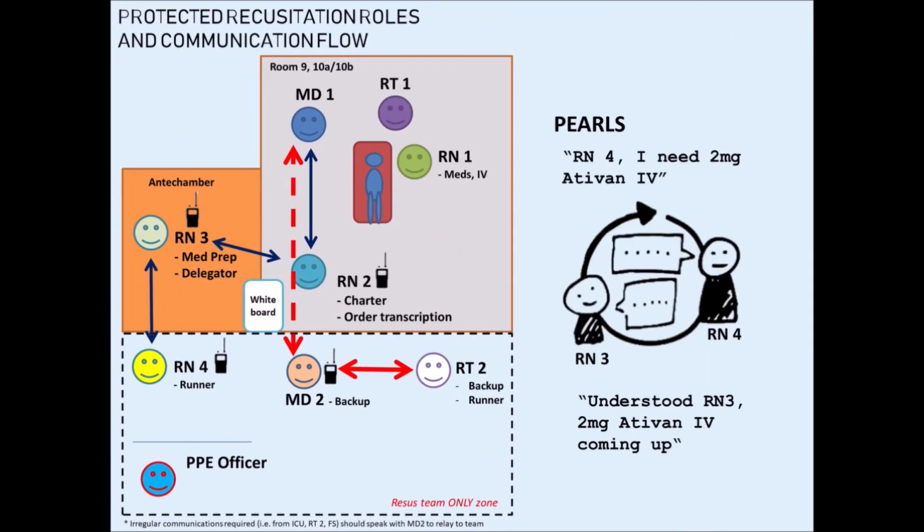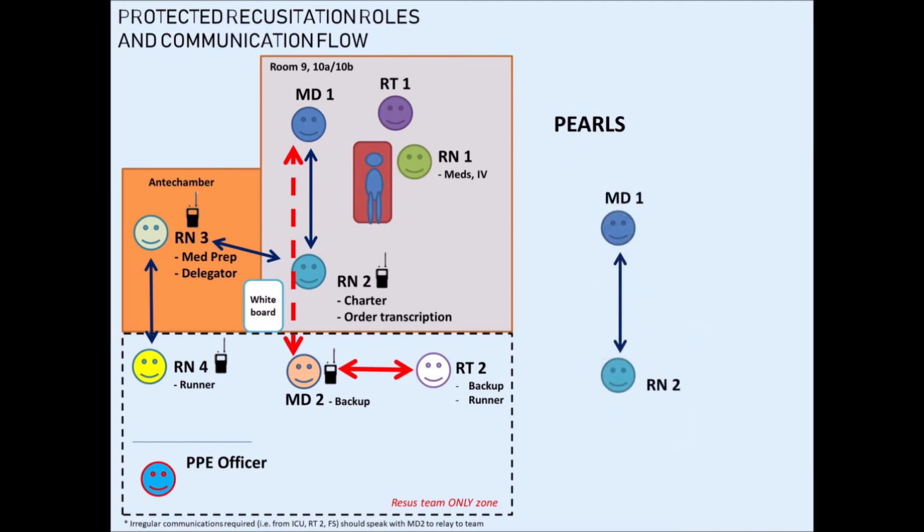1. Refer to everyone by code names listed on the stickers, i.e. RN4, I need 2 milligrams of Ativan IV. This limits confusion and allows others on the walkie-talkie to understand the flow of communication. 2. Make sure to close the loop, i.e. understood RN3, 2 milligrams Ativan IV coming up. 3. MD1 should make eye contact with RN2 to give orders as much as possible. Speaking loud and clear and confirming the order to close the loop is important even in person, as the masks can significantly impede audible requests.